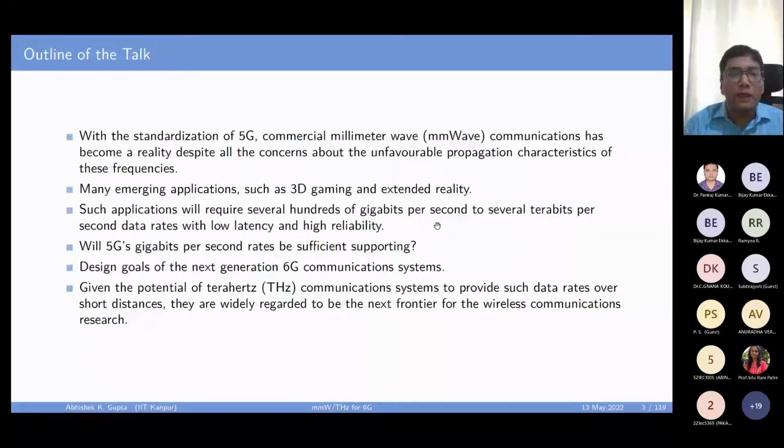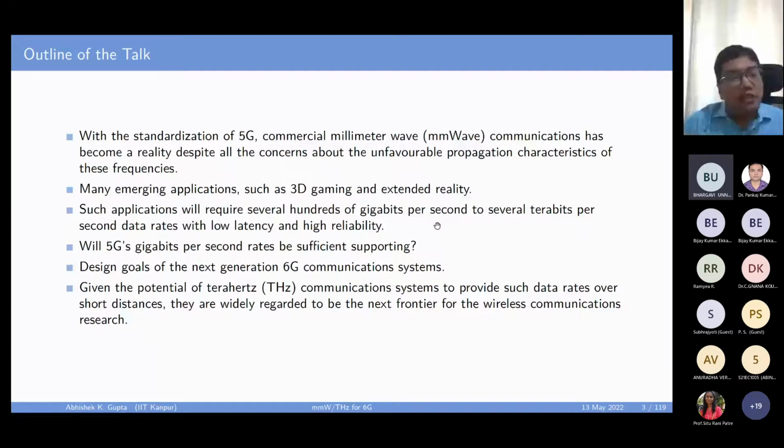But as we go higher, as we improve our systems, our applications are ever evolving. For example, we are going to see very soon very data-intensive applications such as 3D gaming and extended reality, and many other applications which require very low latency and several hundreds of gigabits to terabits speed. So the question remains, will 5G be sufficient? Right? Can it support these kinds of applications also?